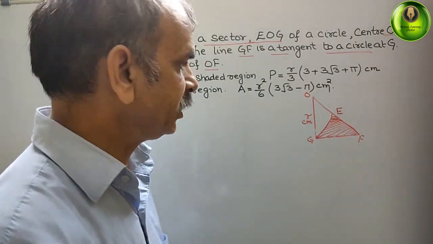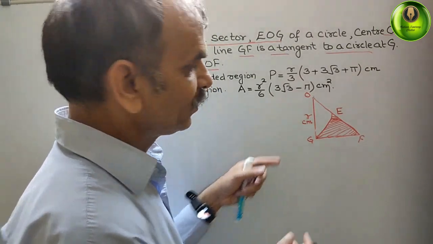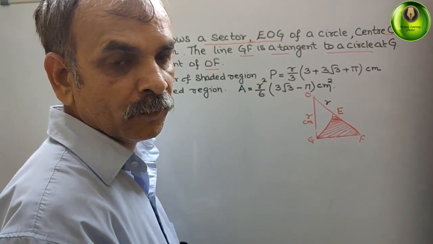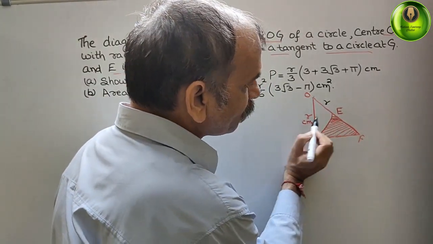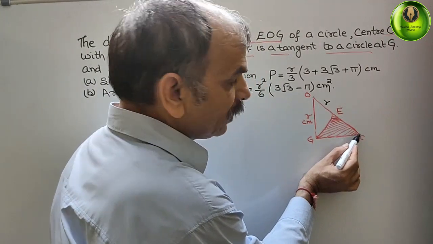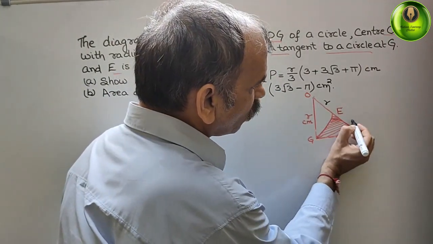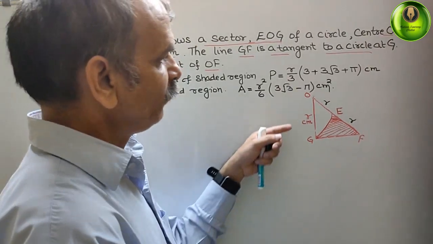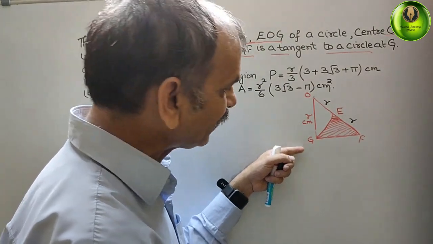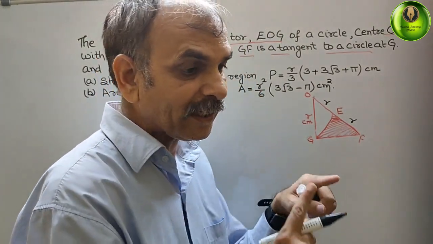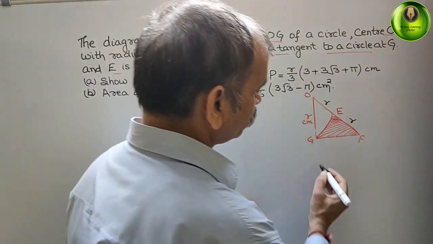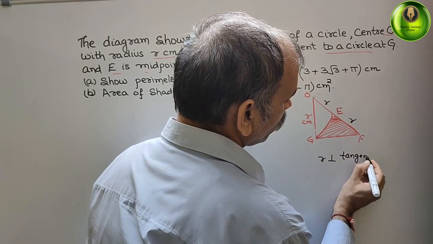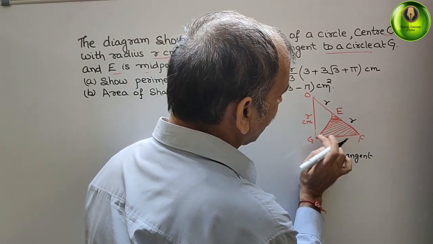Now what we will do? See this. If this is r, then OE is also r. And we know that E is the midpoint of OF. That means E to F is also r. And we know that this is the radius and this is the tangent. So radius is perpendicular to the tangent. That means here it will form 90 degrees.